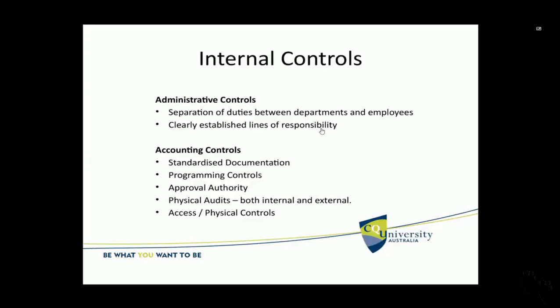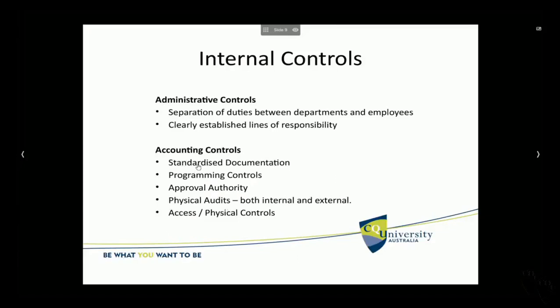So making sure that there are clearly defined lines of responsibility for every employee is a good internal control, which helps us to feel assured that our input is going to be good. Therefore, our output will be good. So there are the two main administrative controls. There obviously are a lot more. Accounting controls, and again, this list isn't exhaustive. There's a lot more than this.